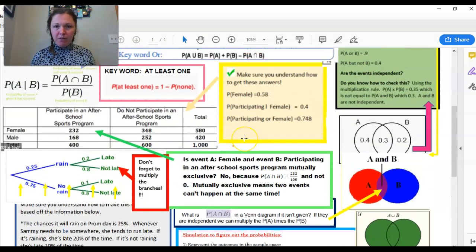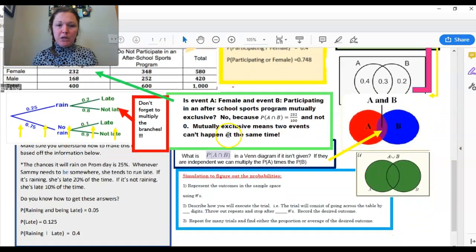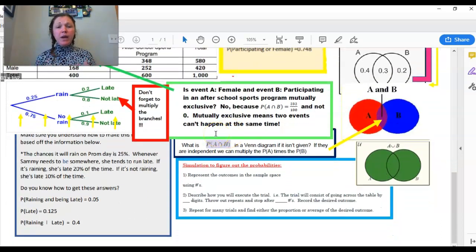Okay, I think we have gone through almost everything on here. I don't think I talked about this right here, but make sure you understand that. You can read that on your own. Two things to talk about. Whenever it says at least one, always do 1 minus the probability of none. We've talked a lot about that. And the last thing that is in this unit is that simulation, and knowing how to find probabilities based off that simulation.